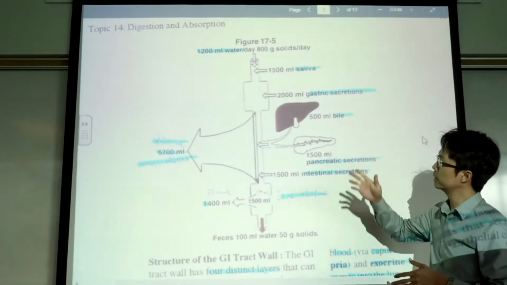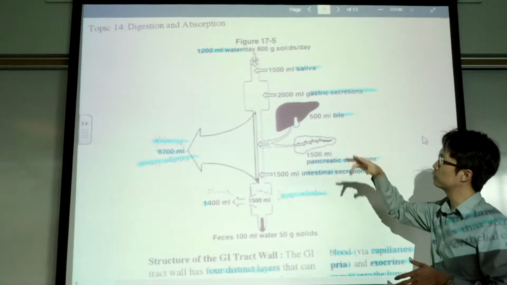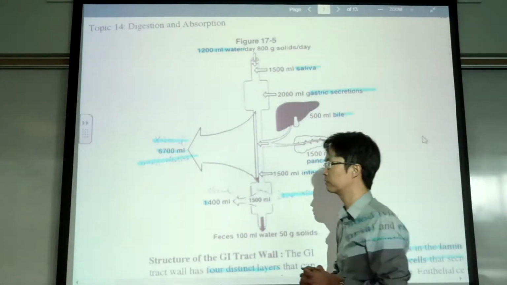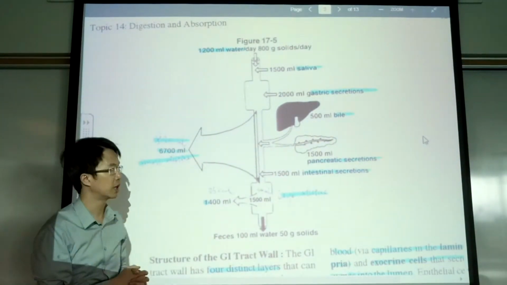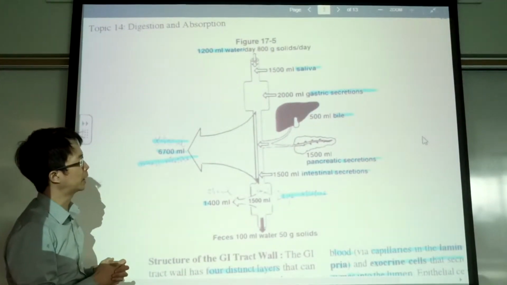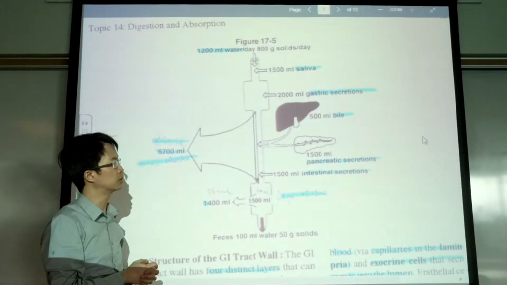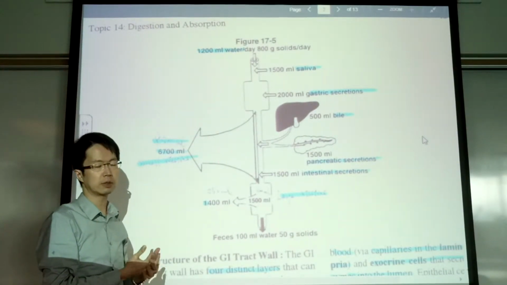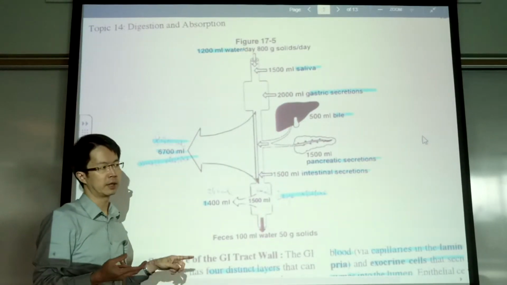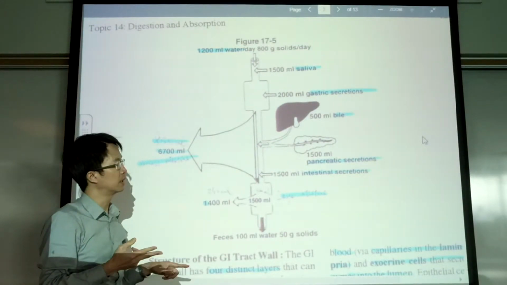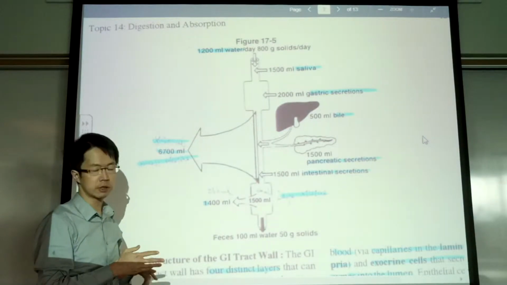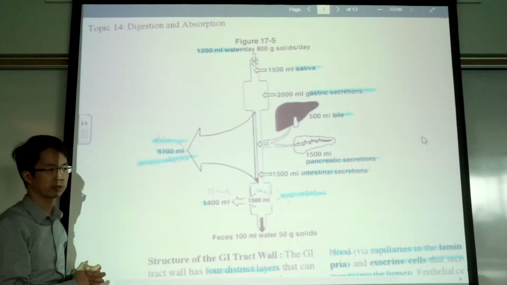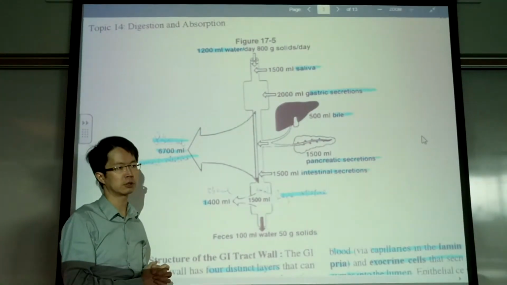So when we eat, then we will produce saliva. Saliva is like a lubricant to help the food to go down into our GI tract. And then we will secrete approximately 2 liters of the gastric juice. In the stomach, we will secrete HCl, and then enzyme, and also mucus. In the mucus, we have bicarbonate ion to protect the stomach lining.